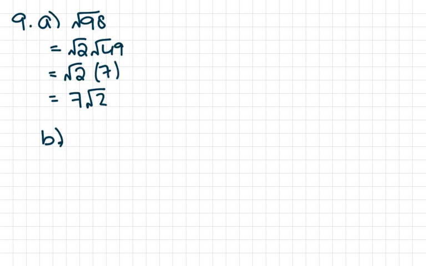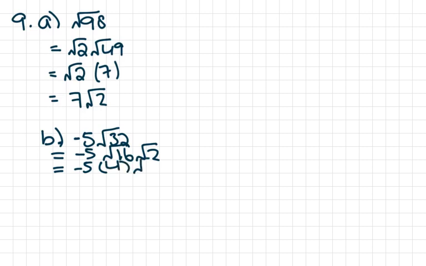B is negative 5 root 32. Root 32 can be broken down into root 16 root 2. The square root of 16 is 4. So negative 5 times 4 is negative 20. So I'm left with negative 20 root 2.